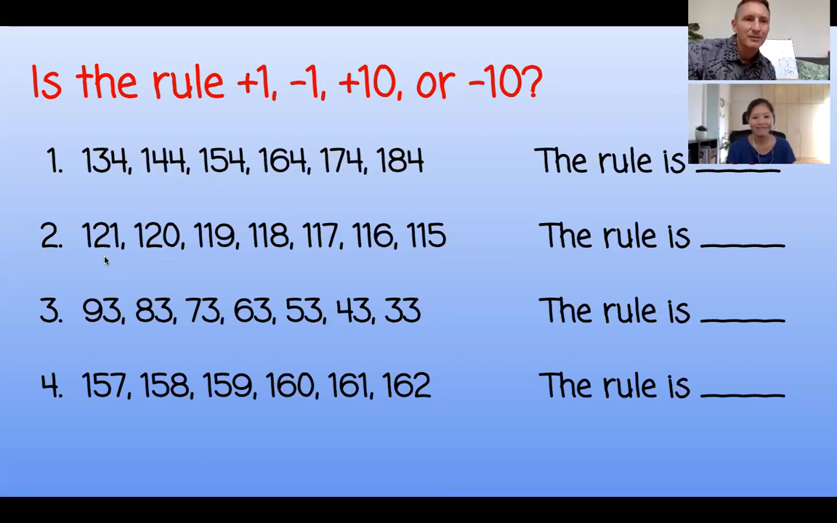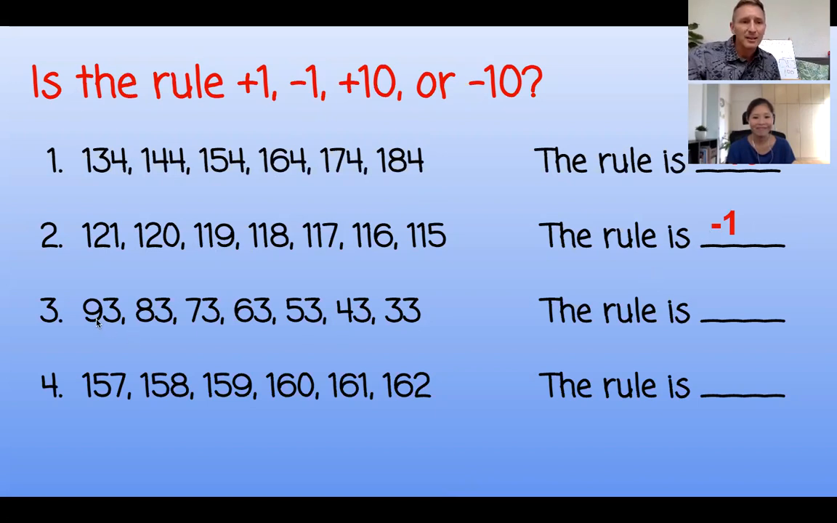What's the pattern here of this next one? It says 121, 120, 119, 118, 117. You should be able to tell by that pattern, yeah, it's going down by 1. So the rule there is minus 1.